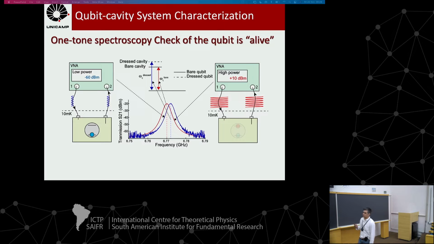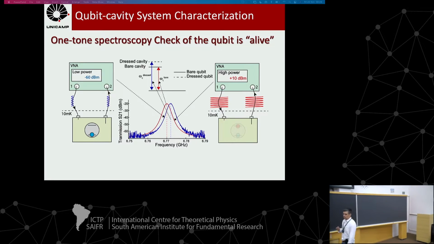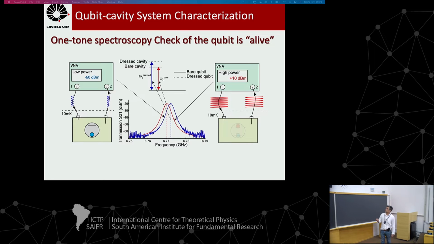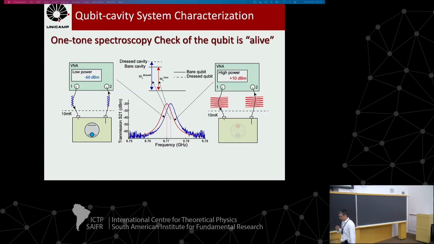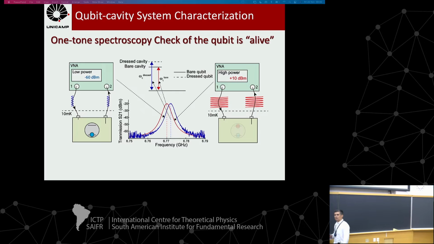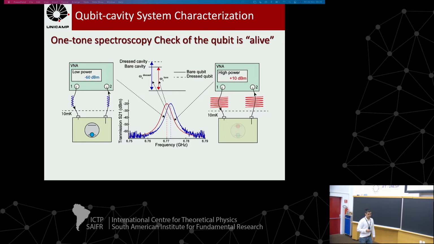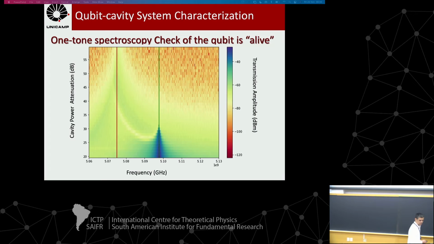When we do that, we are not measuring only the cavity now. We are measuring the rest state of this qubit-cavity system. And we see a shift in the frequency of the cavity. And this shift indicates to us that the qubit is alive. We have a qubit there, our processing worked well, and we have a qubit working. So this is the kind of measurement we do here.